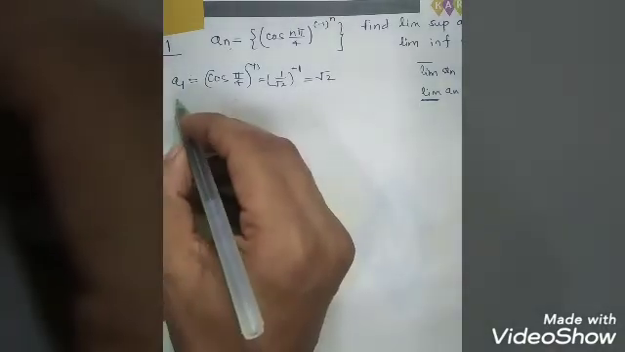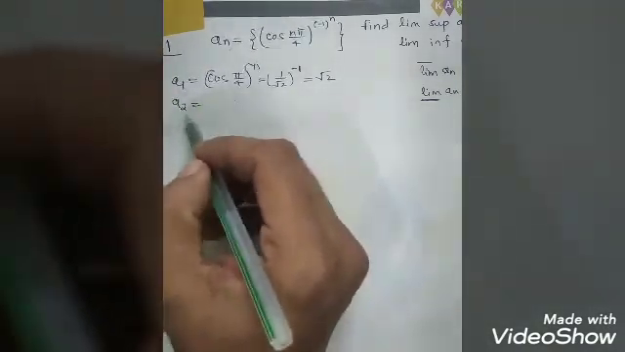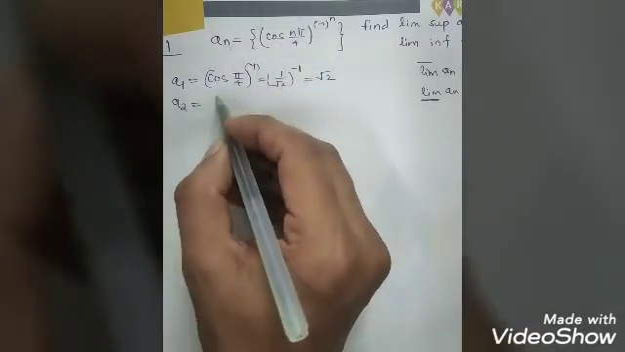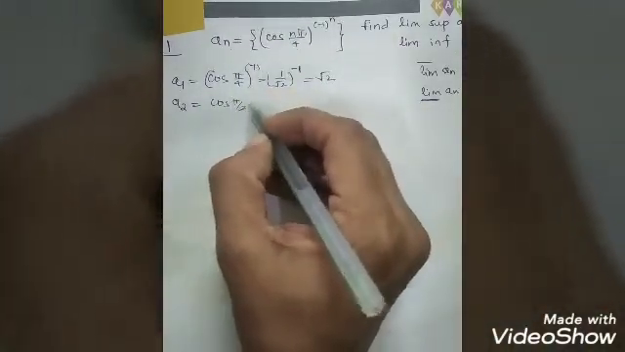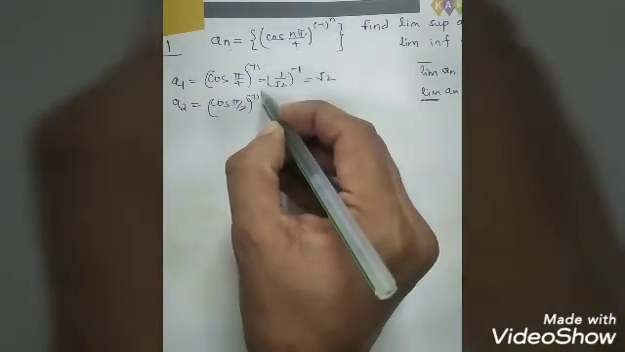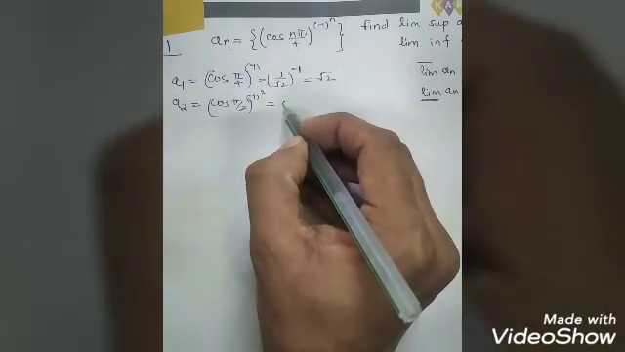Let's evaluate the second term. a2 means we substitute n equals 2 throughout the sequence. So cos(2π/4) is cos(π/2), which is 0. So the second term we got is 0.